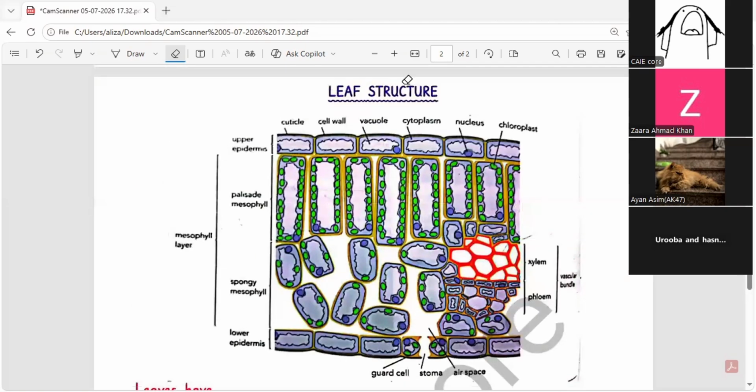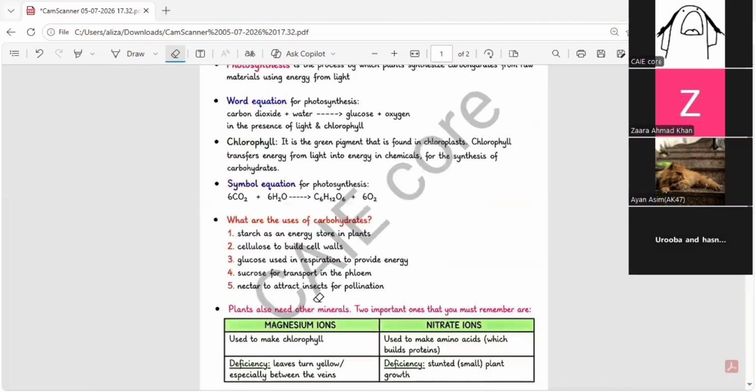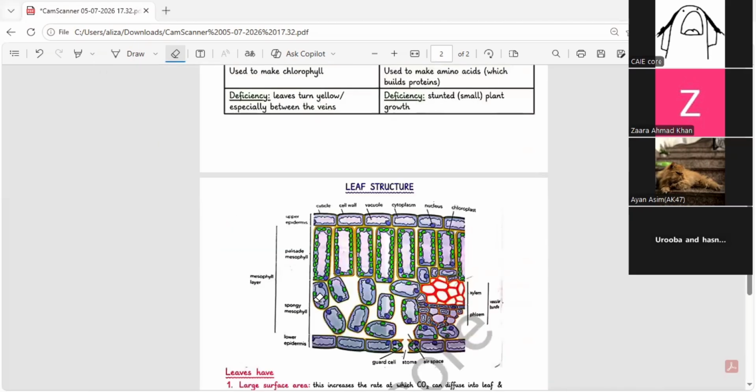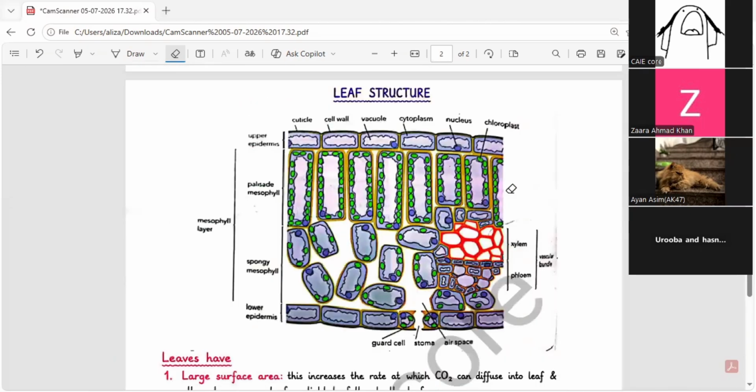Now we have completed all of this about photosynthesis, what its use is, and the two ions that the plant must have. Now we are going to take a closer look at what a leaf looks like. We are going to look at the parts of the leaf, what a leaf actually looks like, and what the job of each part is.